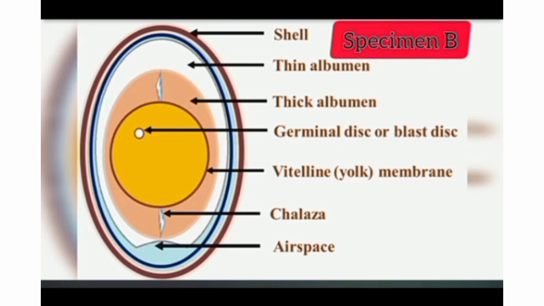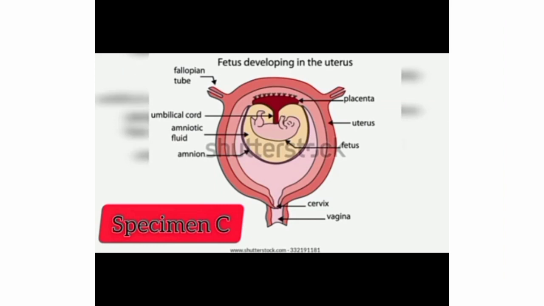This is specimen B. This specimen B has to do with the egg. You can see the shell for protection, the thick albumen, the chalaza, the air space, the germinal disc, and the vitelline membrane. These are the egg and the longitudinal section of the egg. If you are asked to draw the longitudinal section, you should practice this particular one. That is the longitudinal section of the egg.